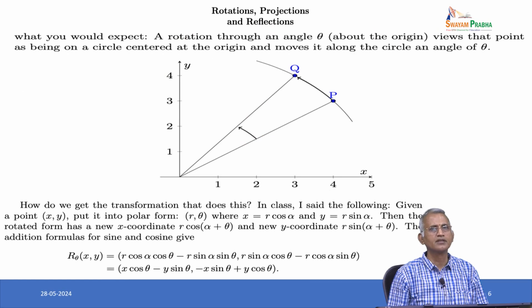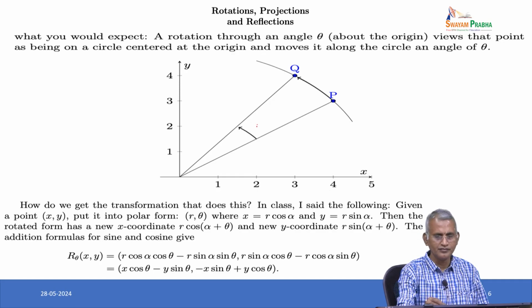Now, we are going to discuss rotation, projection and reflection. So, what you would expect: a rotation through an angle theta views the point as being on a circle centered at the origin and moves it along the circle by angle theta. So this is the meaning of rotation. Rotation is through an angle theta about the origin, viewing the point as being on a circle centered at the origin and moving it along the circle by an angle theta.